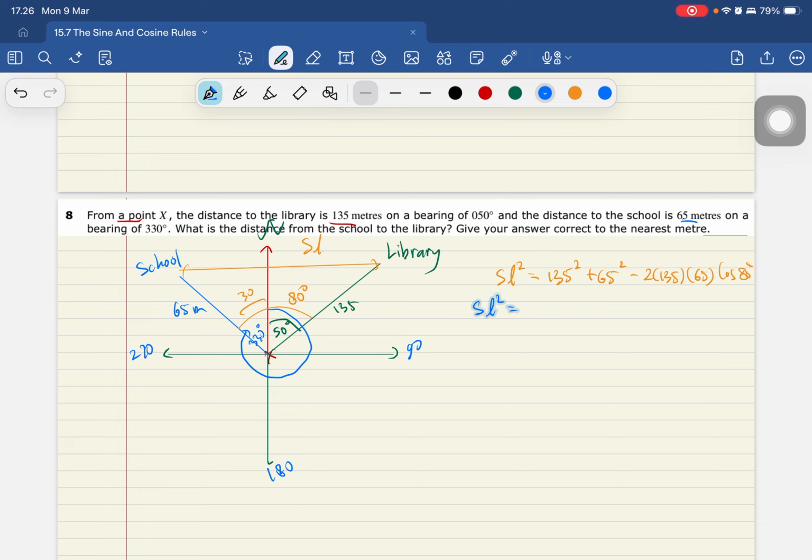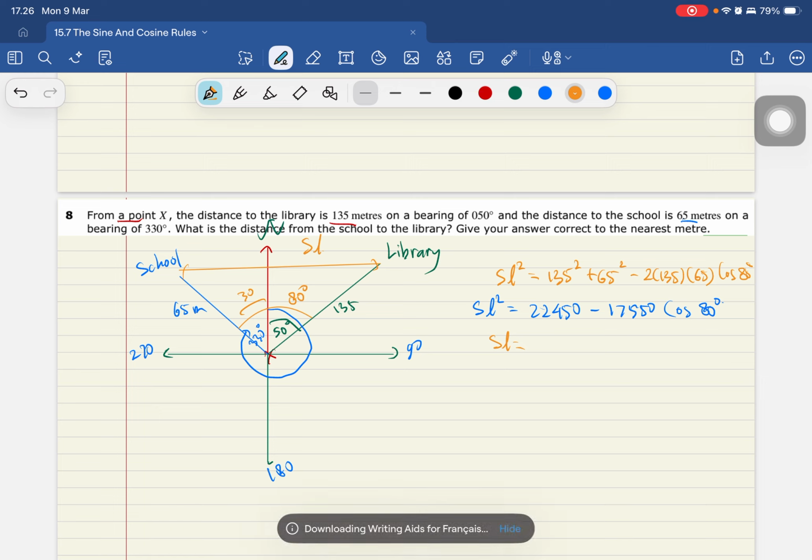Okay, we can continue. This is school-library squared. 135 squared plus 65 squared is going to be 22,450. We minus 2 times 135 times 65, which is 17,550, and multiply it with cos 80 degrees. You can use a calculator, and you will get the distance from the school to the library as 139.3 meters. As this is to the nearest meter, the distance is going to be 139 meters.